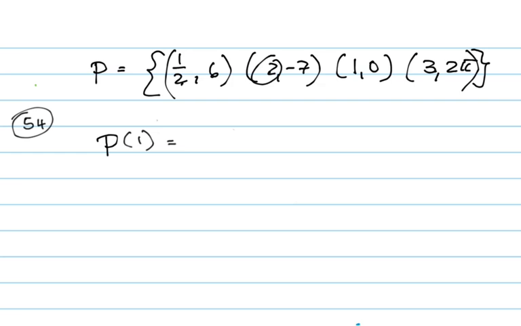P of 1. So that value represents what in your ordered pair? That 1, does it represent x or y? X. That always represents x. Whatever's in the parentheses represents x. So you have to go into your ordered pairs here, and you gotta look, where do you have 1 as an x value, which is right here. And so P of 1, the corresponding y value would be 0. That's why I keep writing those ordered pairs down.